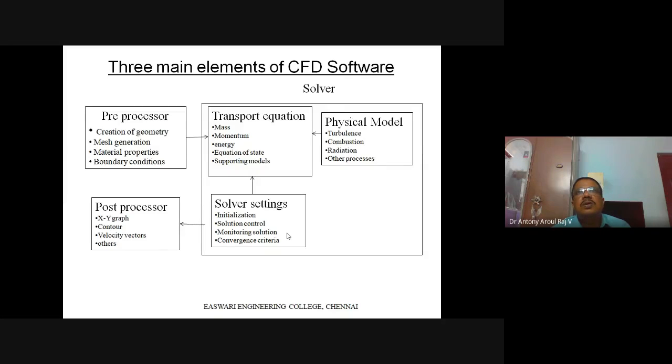So you have to give the initial condition. Now also when I was solving the problem, I was giving the initial condition. After that, I have to do the solution control. I will tell you what solution control is. You have to monitor the solution, and you have to see the convergence criteria also. What is convergence criteria? By definition, the residue should become 0. That means your solution is converged. Your algebraic equations are converged.